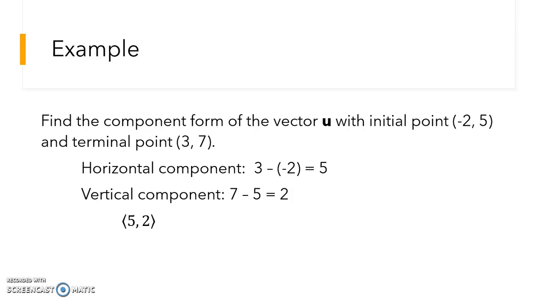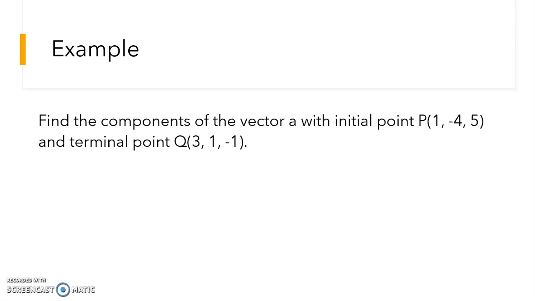Let's look at another example. In this example, I've given you three-dimensional points. So you have an x component, a y component, and a z component. But the process is still the same. So you need to find the components of the vector with the initial point P (1, -4, 5) and terminal point Q (3, 1, -1). So you're doing the same process, terminal minus initial. So see if you can do that, and then press play to see if you're right.